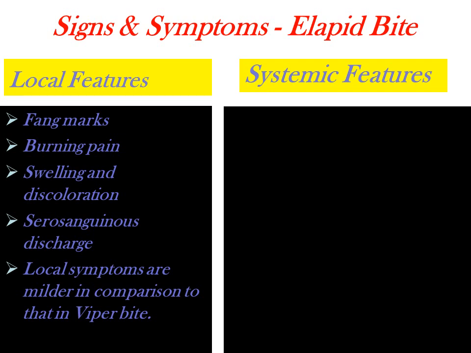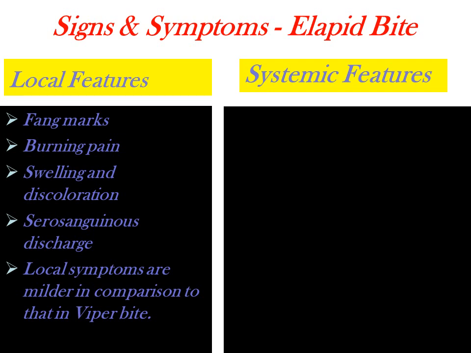But other local features that are seen in elapid bite are quite consistent. That includes the burning pain. It can be swelling and discoloration. We'll see what the species are that cause swelling and discoloration. Some amount of serosanguinous discharge can be seen from the site. The local symptoms are milder in comparison to that of viperine bite.